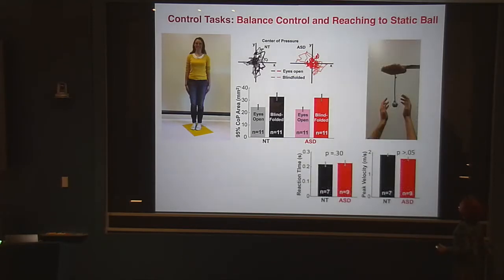Another element is just reaching out to a static ball, where we look at reaction time, with a verbal metronome cue, and at peak velocity. These minor differences between the two bars are not significant, meaning that when catching a stationary ball, both populations do similarly well. This helps us isolate that the problems that are very visible in the real catching task are not due to some of the elementary components, but rather to the predictive element.